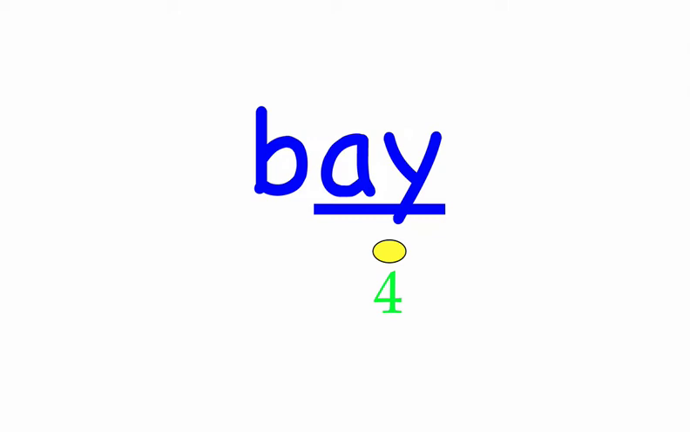Row 2, stay. Can't you stay a while? Stay, 3 sounds: s, t, a. Pause the video and mark this word. When you're ready, advance the video screen.